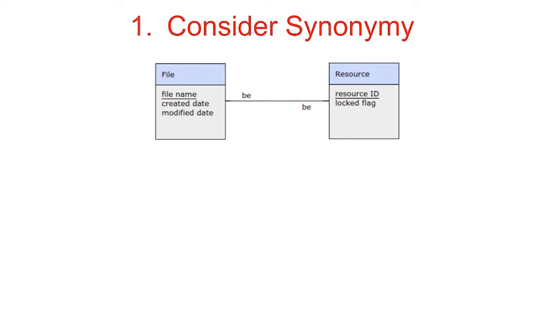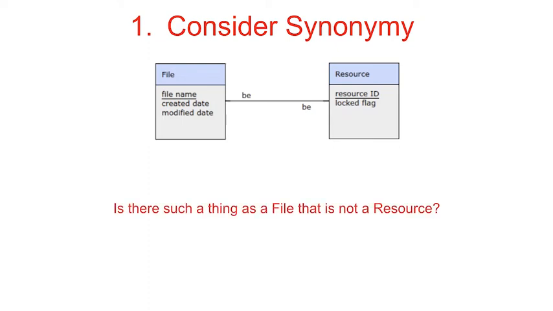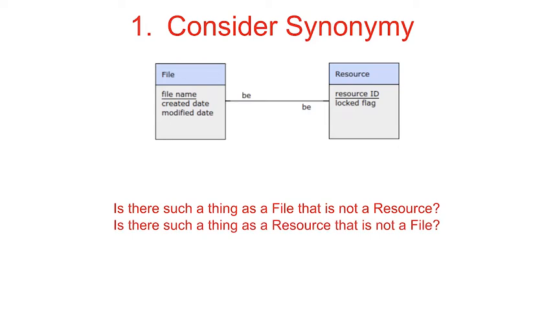When we discover to-be relationships, there's a fairly strong possibility of synonymy, where two entity names mean exactly the same thing. Recall that when we check for chicken feet, we always ask 2 questions, one for each side of the relationship. We will do the same sort of thing here. To make sure these things are not really synonyms, we should ask 2 separate questions. We ask, is there such a thing as a file that is not a resource? And is there such a thing as a resource that is not a file? If these 2 are synonyms, the users will say no to both questions.